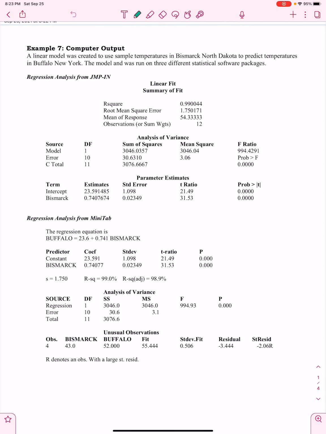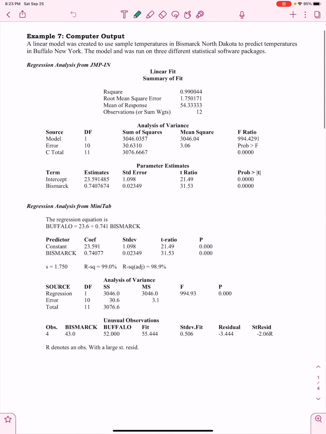AP Statistics. In this video, we're going to talk about example 7, computer output. I'm just going to go over with you how to read computer output and what we're going to use it for. We are in Unit 2.